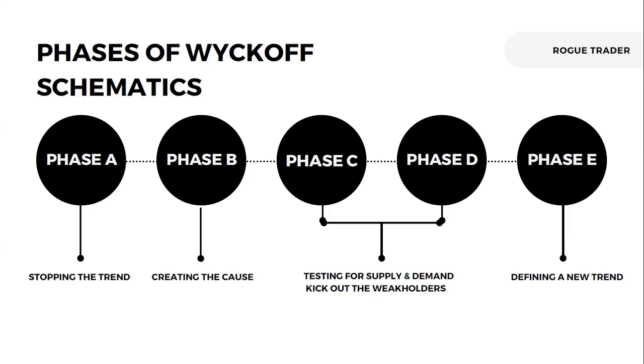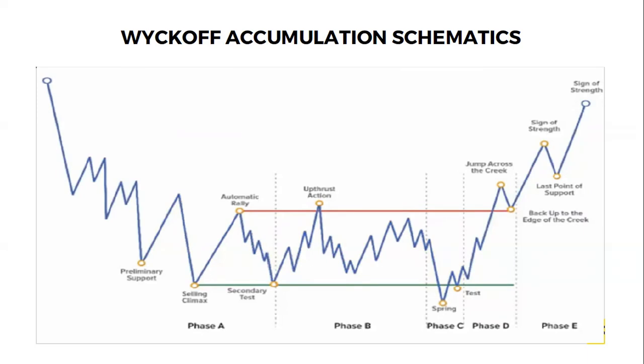Phase A starts from stopping the trend. Phase B starts from creating the cause, and phase C and phase D are usually for testing for supply and demand and knocking out weak holders, and phase E is all about defining a new trend. I know that you didn't understand this, but you're going to understand this with the chart right now.